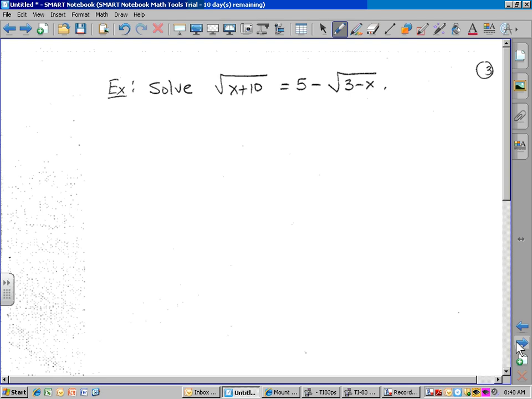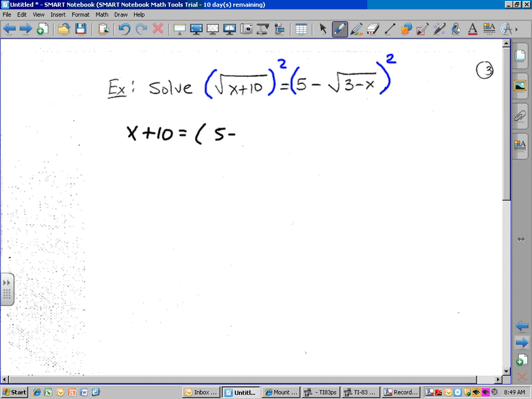So, in order to get rid of a square root, we have to square. So let's square what we have and see what happens. That's our only choice here. So we square this side, that's definitely going to eliminate the square root. The right side looks like we're going to have to FOIL out. That could be interesting. So square root goes away, x plus 10.